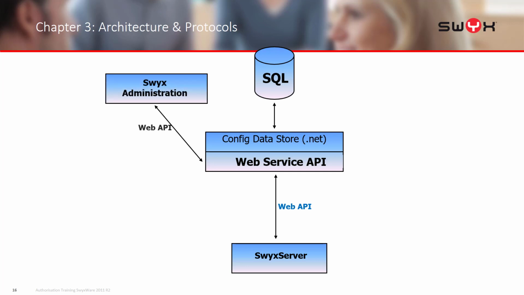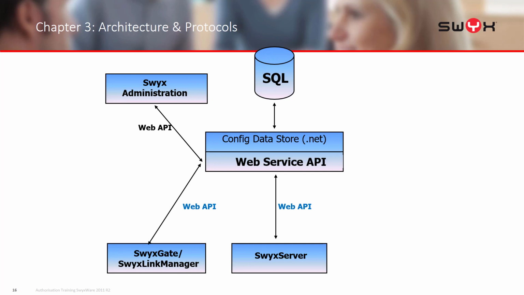The Swyx administrator, if you're running it on the server, there's no problem. If you're running it on a workstation, as long as the workstation is running Windows 8 or Windows 10, then .NET 4 will be there. If not, then you can always download it from Microsoft. So Swyx administration talks direct to SQL via the config data store.